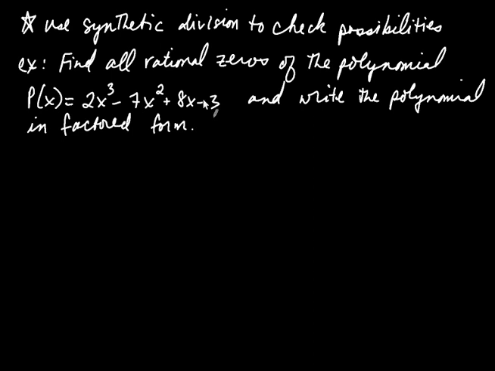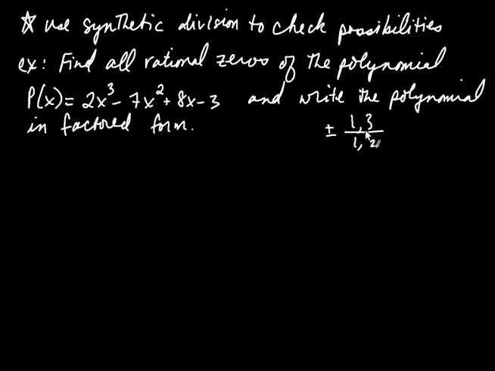So let's see, the possible factors of 3 are 1 and 3, and the possible factors of 2 are 1 and 2. So you write 1 and 3, I'm just going to list some possibilities here, divided by 1 and 2, positive and negative. Notice that these are all the factors of the constant coefficient, and these are all the factors of the leading coefficient.